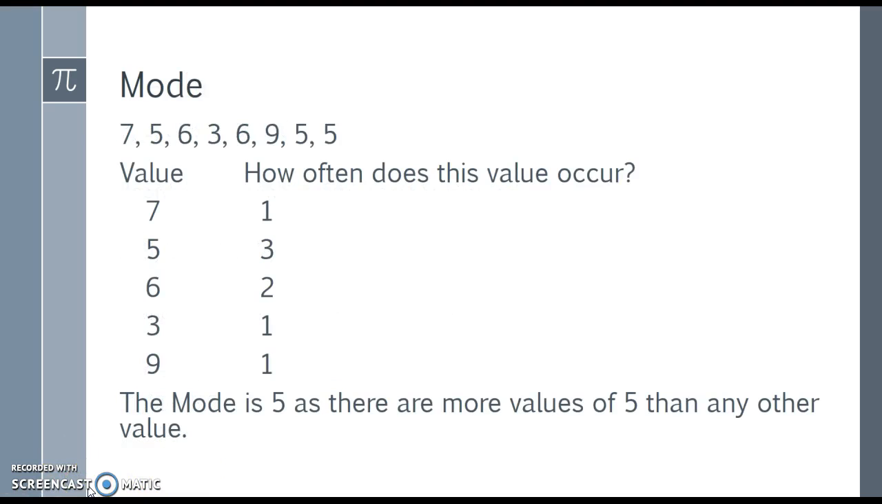For the mode, we're going to take the same 8 values, and then we're going to simply list how many times the value occurs. For example, the value of 7 only occurs once, the value of 5 occurs 3 times, the value of 6 occurs twice, and the values of 3 and 9 each occur 1 time. So our mode is 5, as there are more values of 5 than any other value.